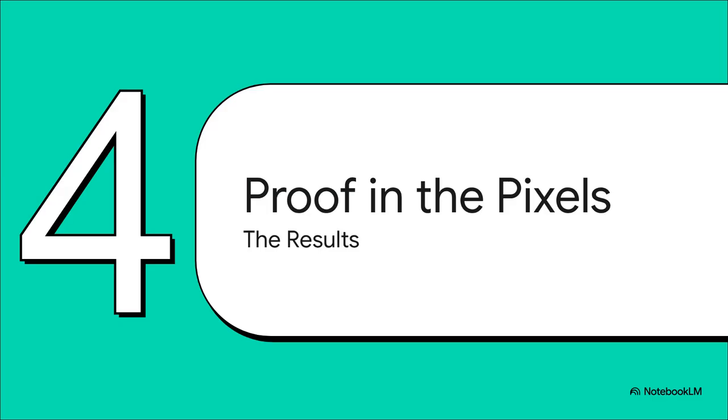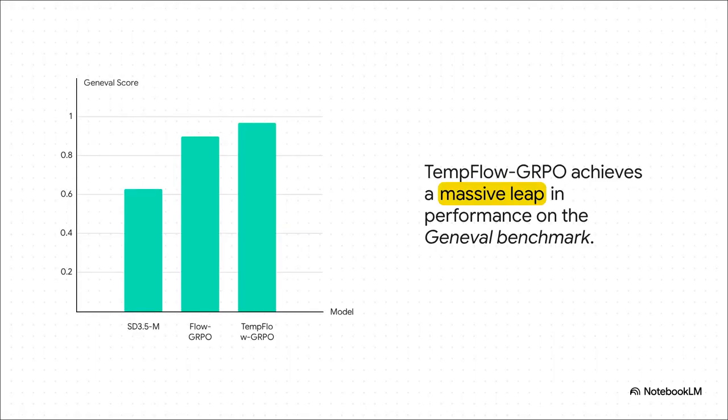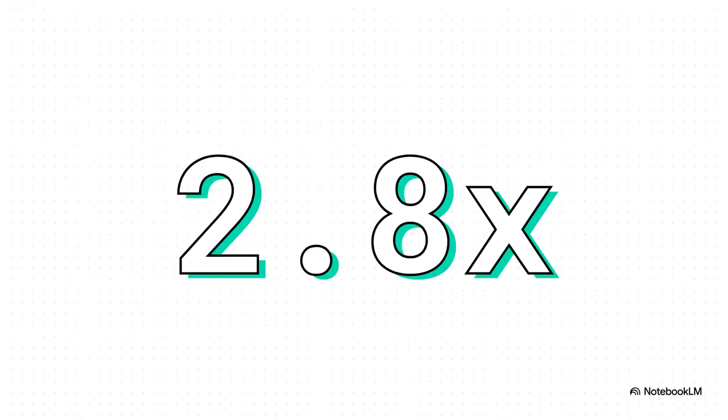Okay, so the theory sounds great. It makes a lot of sense, but does it actually work in practice? Well, the proof, as they say, is in the pixels. And the proof is right here. On this key benchmark that tests how well an AI understands complex prompts, the base model scores a 0.63. The previous state-of-the-art method? It gets to a respectable 0.90. But TempFlow-GRPO, this new method, hits an incredible 0.97. That is a massive leap in performance. And get this, it's not just better, it's almost 3 times faster. The new method reached the same peak performance as the old one, nearly 3 times more efficiently. It's proof that it's learning smarter, not just harder.